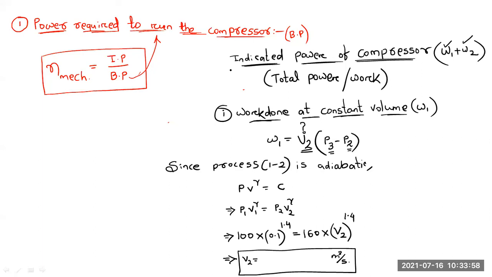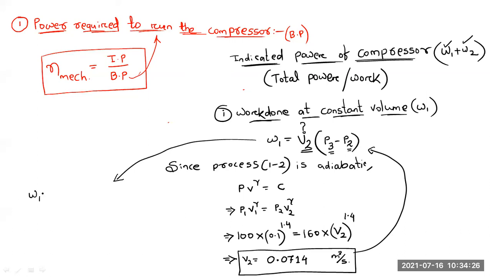0.0714 meter cube per second. Okay. Now once we got the V2 value, we will put this V2 value in this equation and we can calculate the value of W1.